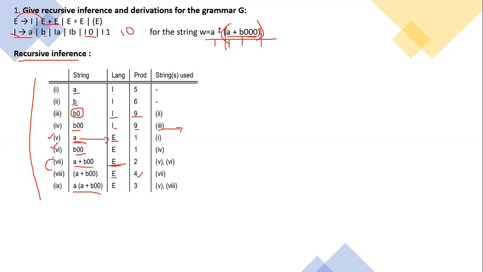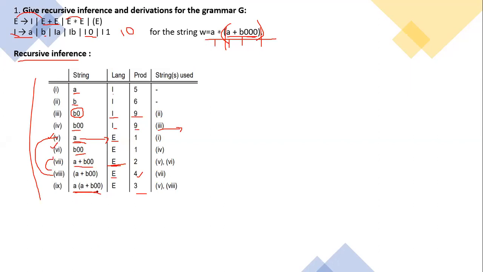Finally, we have the multiplication A star. So which one can I have? 1, 2, 3. Third production. Here with the help of fifth one and eighth one, combine both the things and get the string. This is the recursive inference. Not much important, anyhow you have to know.